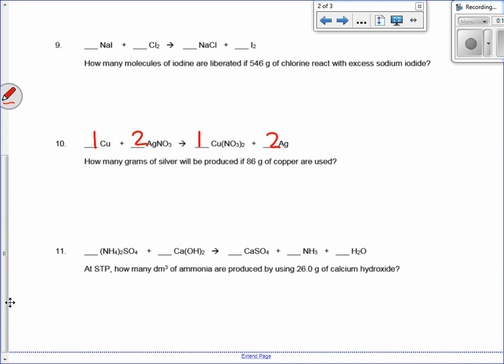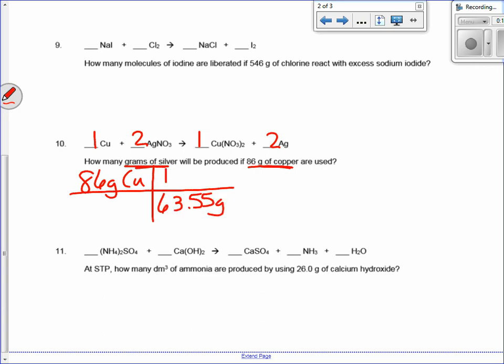Good. Now, this one's a grams to grams because we have grams of silver, grams of copper. So 86 grams of copper is what I'm starting with. Find the molar mass. What's the molar mass of copper? 63.55 grams equals 1 mole of copper. Now, I'm at moles of copper. What can I go to?